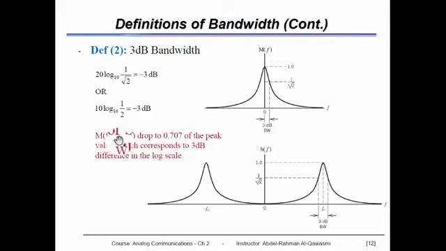So M of f will drop to 0.707 of the peak value. This is the peak value. So it is important here to know that 0.707 of the peak value. The peak value in our case is normalized equals 1, so it will be 0.707 of the peak, which corresponds to 3 dB difference in the log scale.